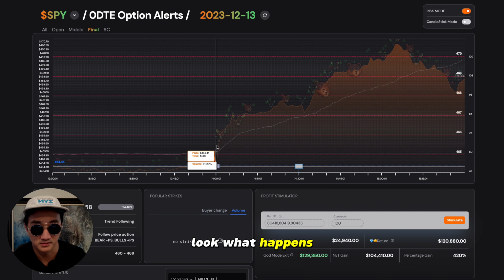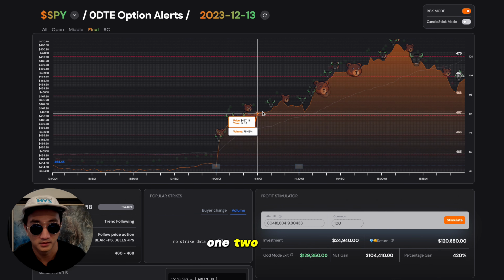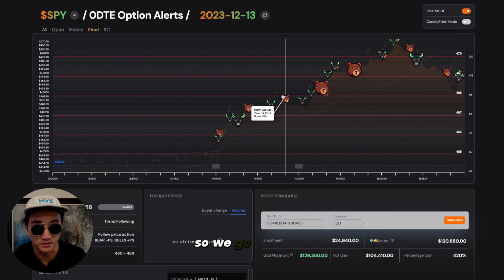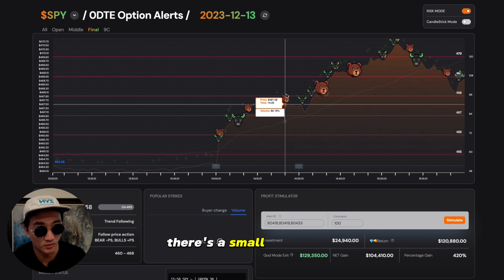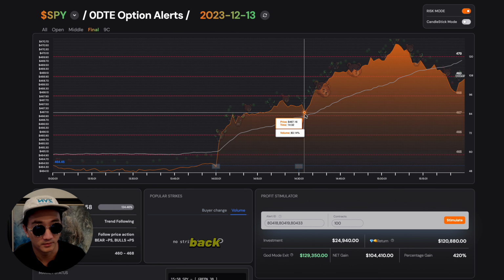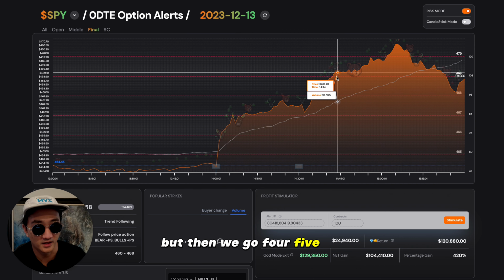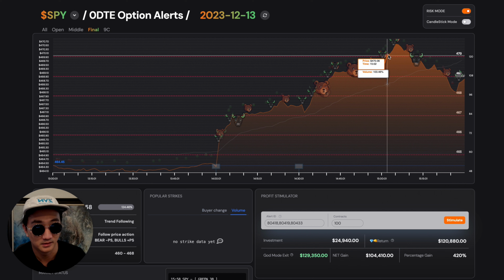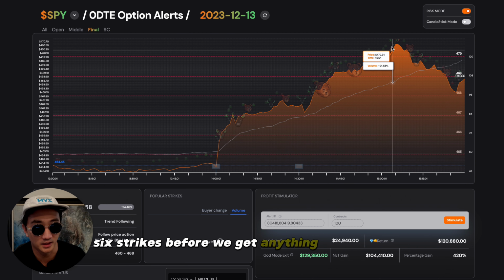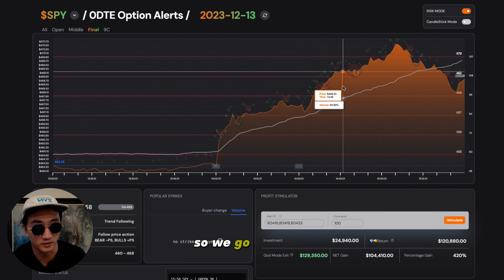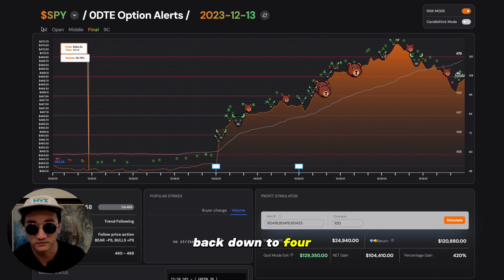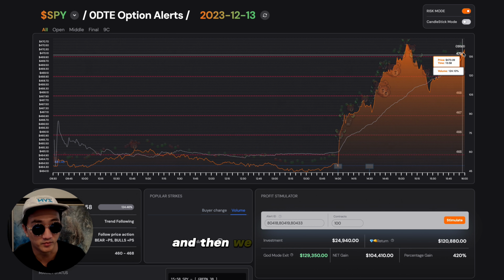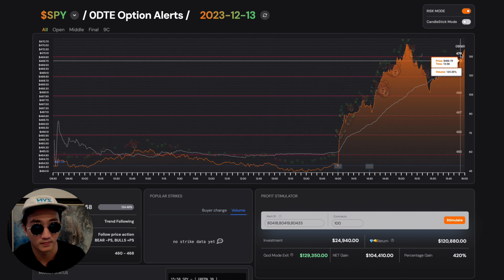Look what happens. 1, 2, 3. So we go up 3 before the press conference even starts. There's a small move back down to 3, but then we go 4, 5, 6. 6 strikes before we get anything to come down. So we go up to 6, back down to 4, and then we close up 6.